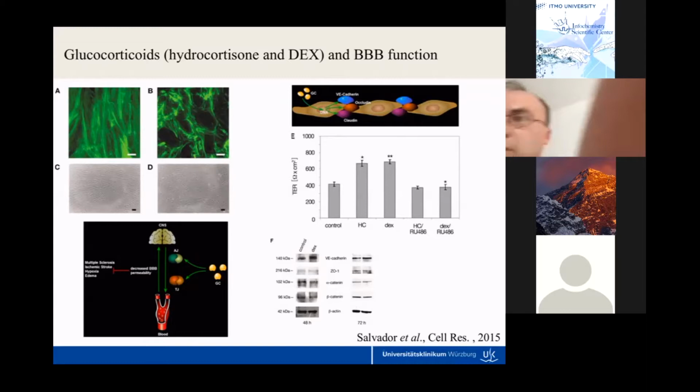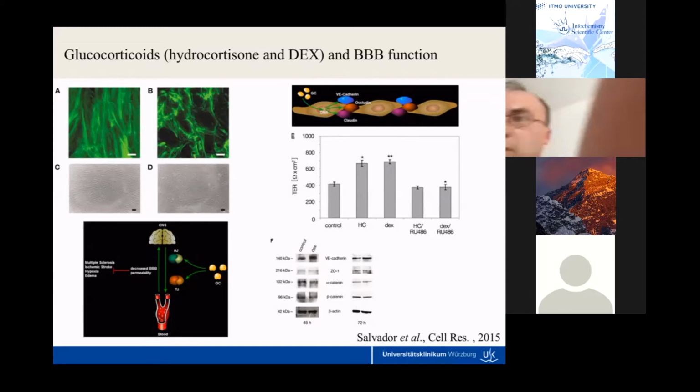And you also see the graph. This graph gives some information on the transendothelial resistance, which we measure to evaluate the tightness of the barrier. And if the tightness is fine, then we will do the experiment.